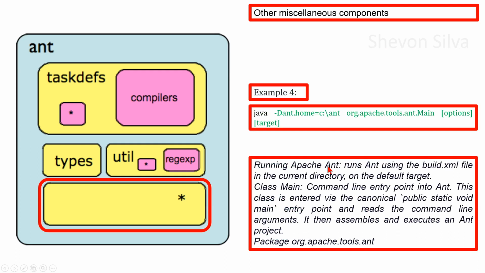Now we are considering running Apache Ant. Runs Ant using the build.xml file in the current directory, the default target. Here the class is the main command line entry point into Ant. This class is entered via the canonical public static void main entry point and reads the command line arguments. It then assembles and executes an Ant project. This is in the package org.apache.tools.ant.